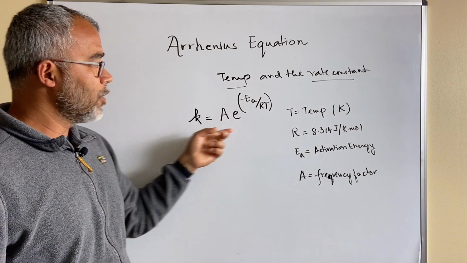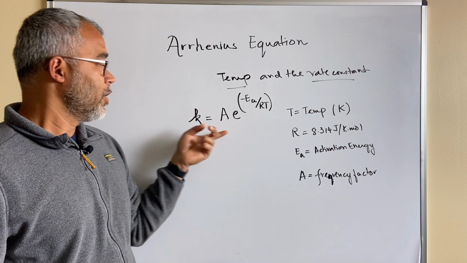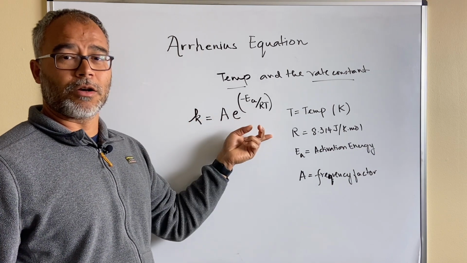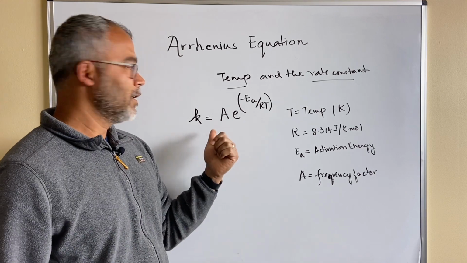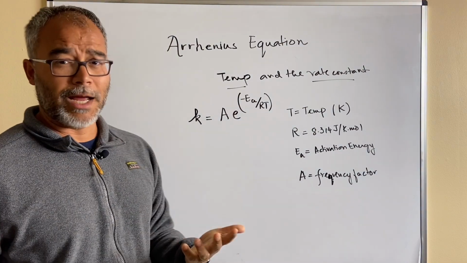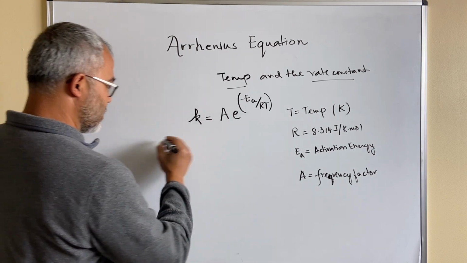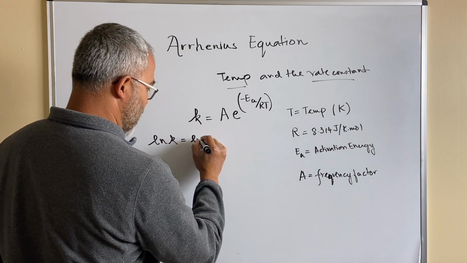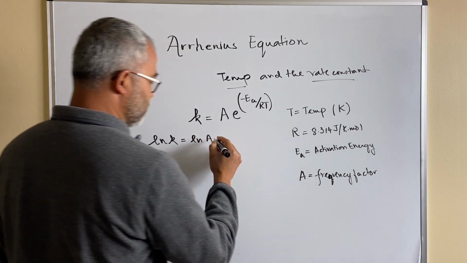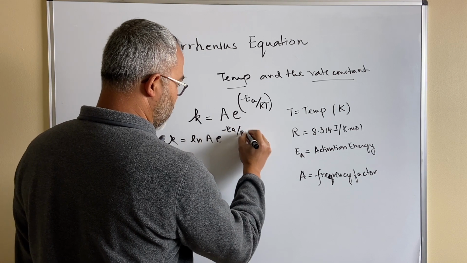Now, usually the Arrhenius equation is not used in this form. Usually what we do is we take a log of both sides and use it in the logarithmic form. So let's go ahead and derive the logarithmic form of this. We'll use the natural logarithm. So I'm going to just take the log of both sides. That's going to give me ln of k is equal to ln of A e to the minus Ea over RT.